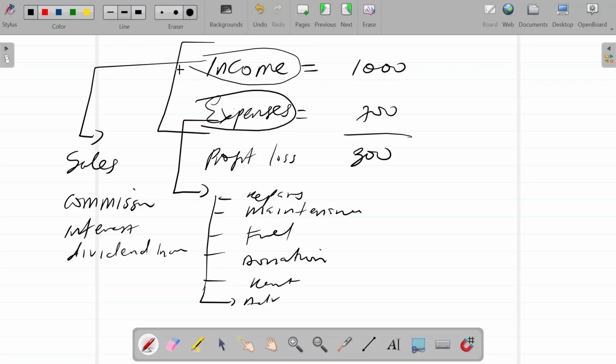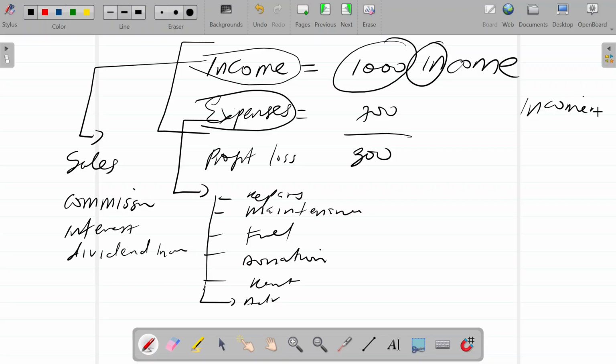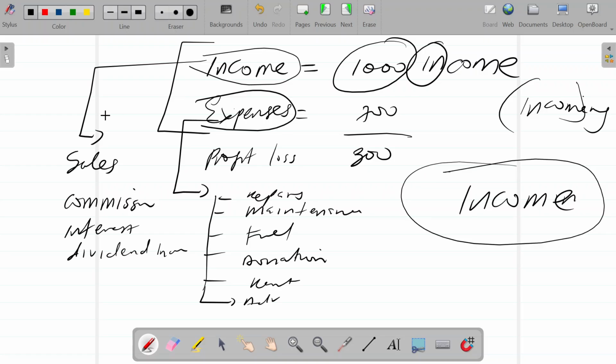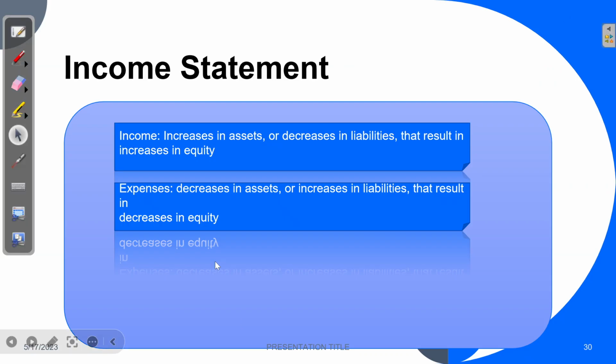So what is an income? When we say income, what is it? Can anyone explain what income is? Incoming. Something that is coming in, isn't it? So what is income? Anyone to explain what income is? Hello? Anyone to try for us?